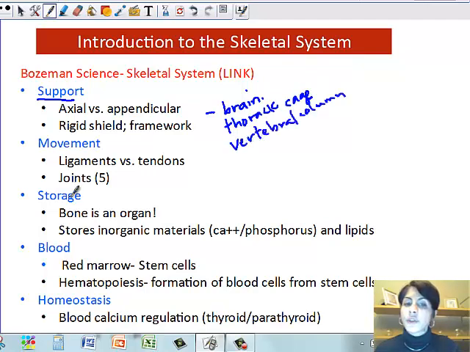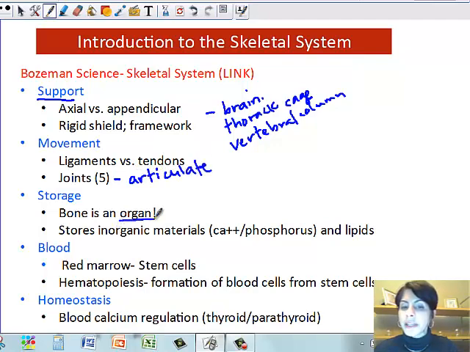Your skeleton is also the attachment point for muscles, and muscles are the ones that actually contract and move, but they must move against something, so your skeleton actually acts as a system of levers. These places where the skeleton, or rather bones, articulate with each other or touch each other are called joints.